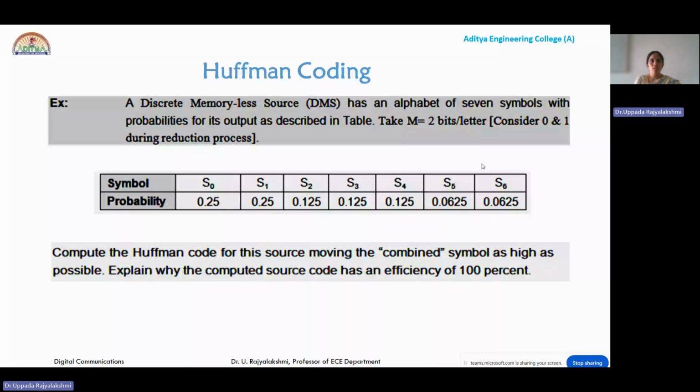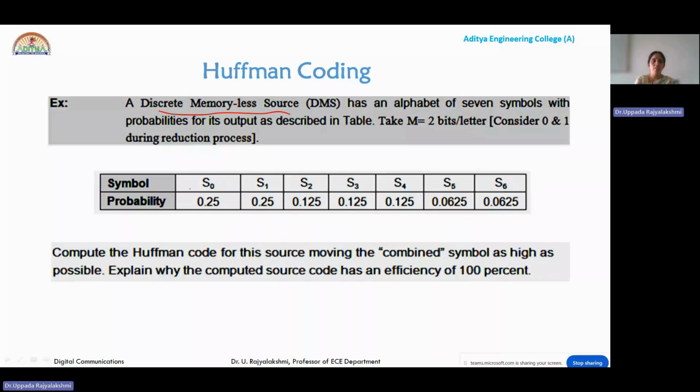Hello everyone. In this module, we will discuss the concept of the Huffman coding procedure by taking an example. In the given example, a discrete memoryless source has an alphabet of 7 symbols with the probabilities for its output described in the table.